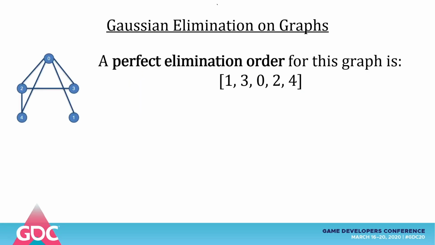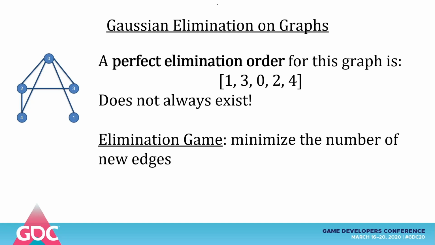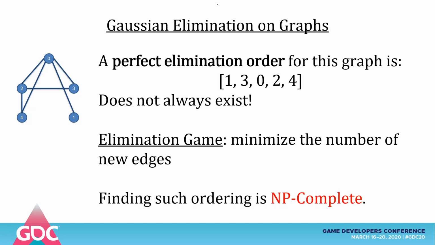Continuing with this algorithm, we produce an elimination order. If it doesn't produce new edges, it's called a perfect elimination order. In this example, we have a perfect elimination order, and it's 1 3 0 2 4. But not all graphs have a perfect elimination order. The objective of the elimination game is to find an order that minimizes the number of new edges created. This is an NP-complete problem, but there are some very good heuristics.